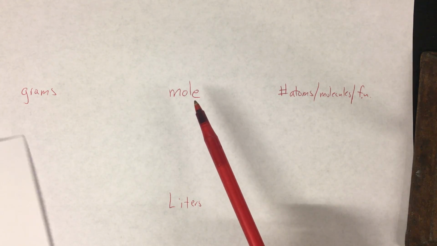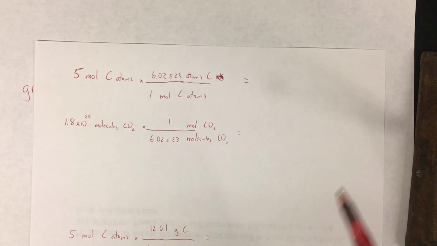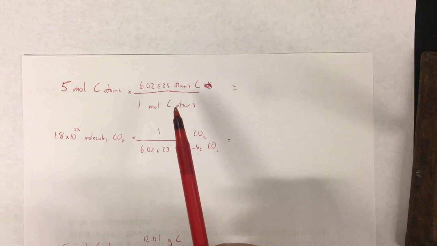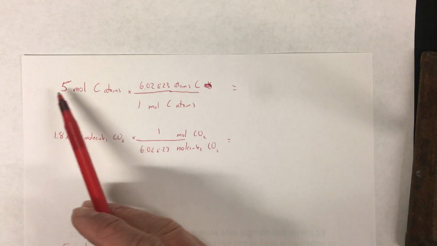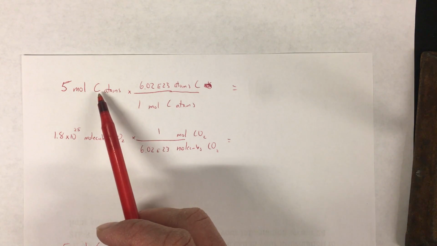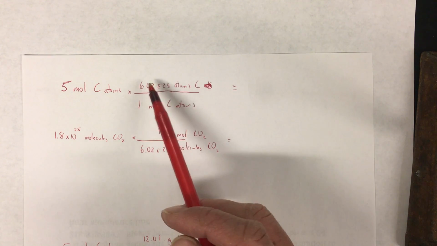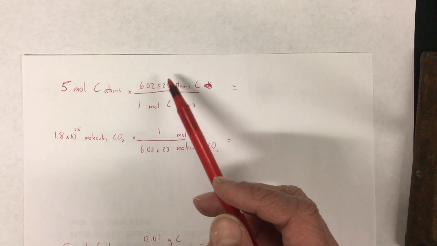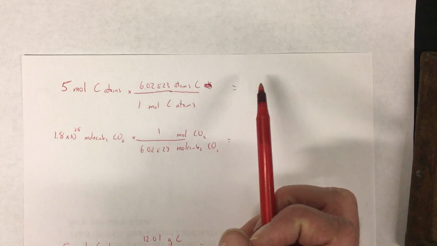The first thing we looked at was how to go from the number of moles to the number of atoms or molecules or formula units, whatever you might be dealing with. You set that up by writing out what you're given, in this case 5 moles of carbon atoms. You cancel moles, and we want the number of atoms, so you use Avogadro's number, 6.02 times 10 to the 23 atoms per mole. You end up multiplying by Avogadro's number to get your answer.